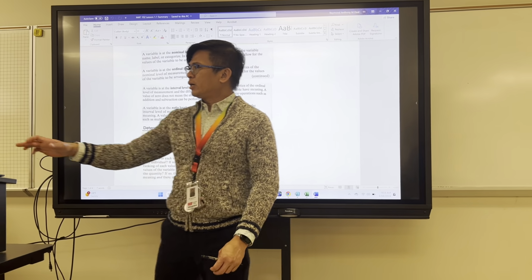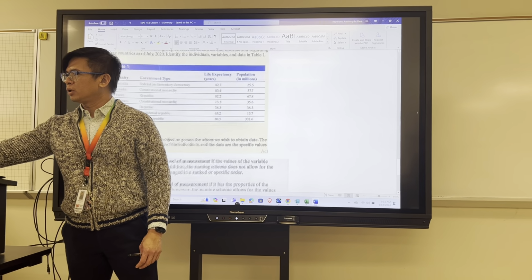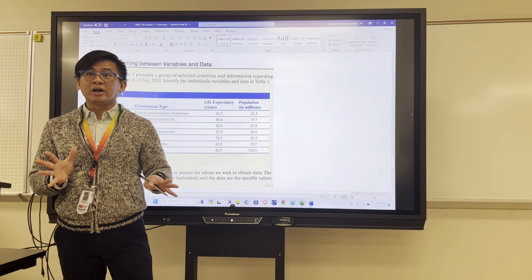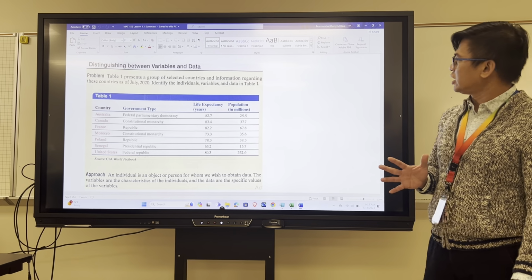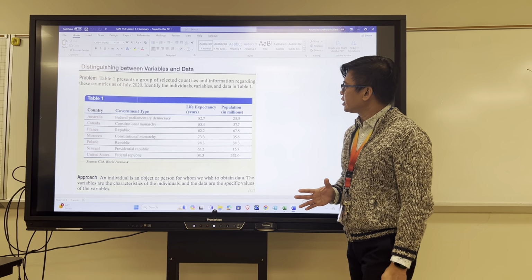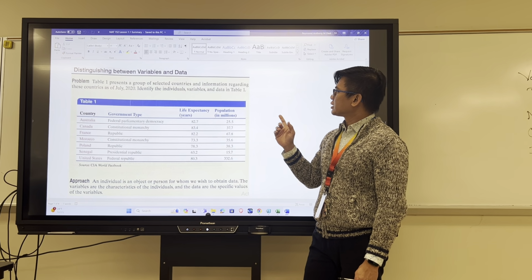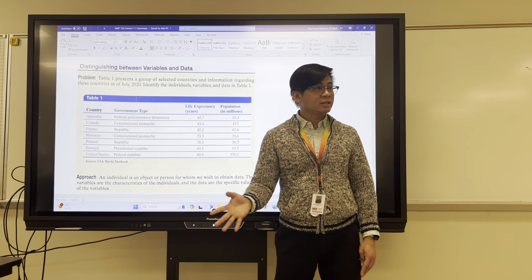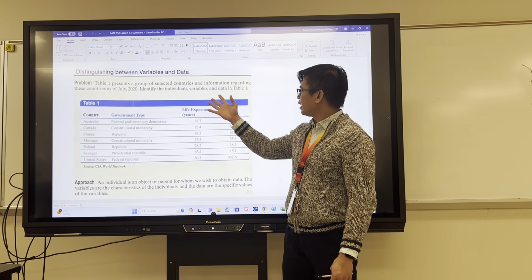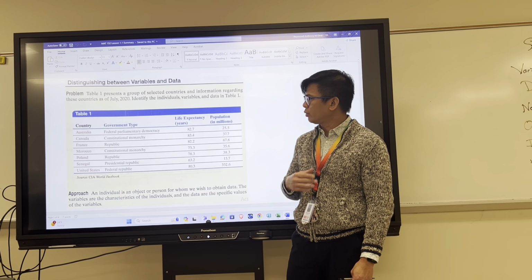All right, let's deal with a few definitions here, first of all on how to distinguish between data and a variable. Okay, so here it is. This is a group of selected countries, and information or details regarding what variables? Like what kind of government or type of government they are run by, the life expectancy, and the population. Okay, so there we go.